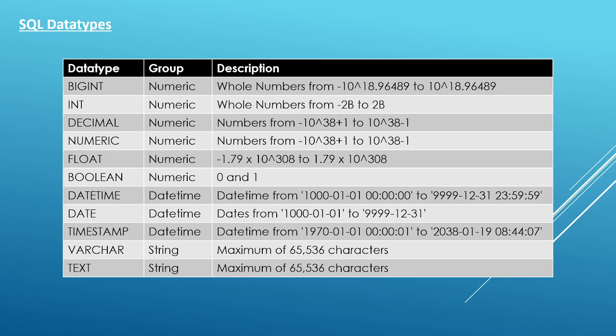Finally come the string types, where we use varchar, text, etc. Here it can take up to a maximum of 65,000 characters if not limited to anything. Otherwise you just declare text, open bracket, the number of maximum characters that can be taken in. Similar for varchar. More we will see in the upcoming videos.